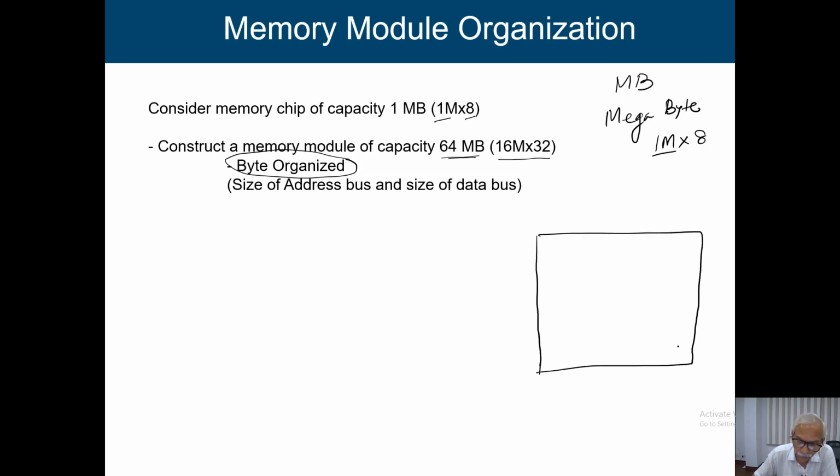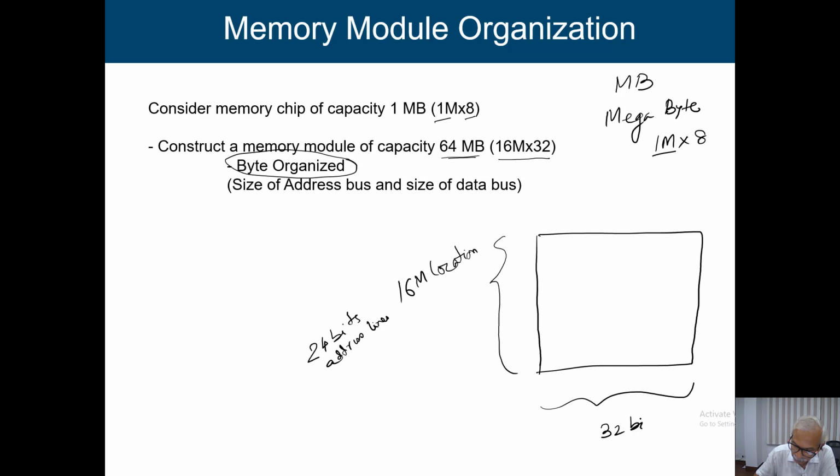Now if I consider this 16M by 32, you will find that this is the memory module. Here I am having 16M locations. So how to select any one of these locations? I think we need the address lines. Since it is 16M, I think we need 24 bits of address line. Okay. Now here we are having 32 bits, so the size of my data bus is 32 bits. That means we are going to work with 32 bits of information together.